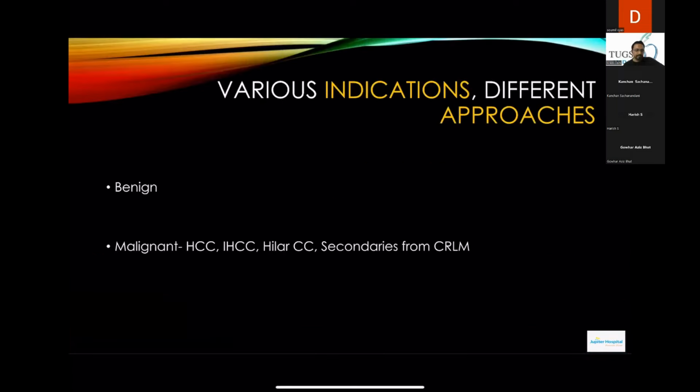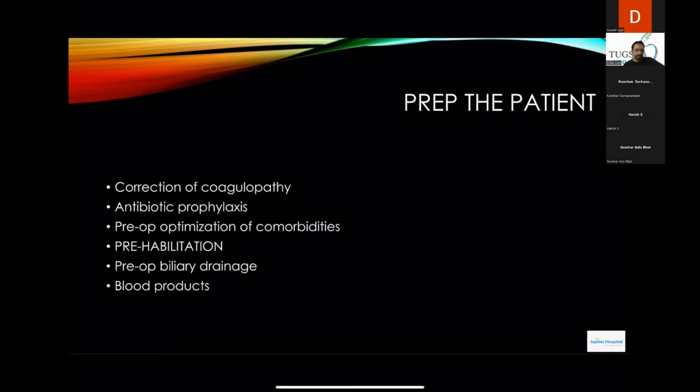So the various indications that we know about are benign indications like hepatic adenomas, biliary cystadenomas, and in some selected cases of hepatic hemangiomas, you require hepatectomies. Otherwise, we do it routinely for malignant etiologies like primary HCC, cholangiocarcinoma, hilar cholangiocarcinoma, and secondaries from various other tumors, especially colorectal liver metastasis. So different indications have different approaches.